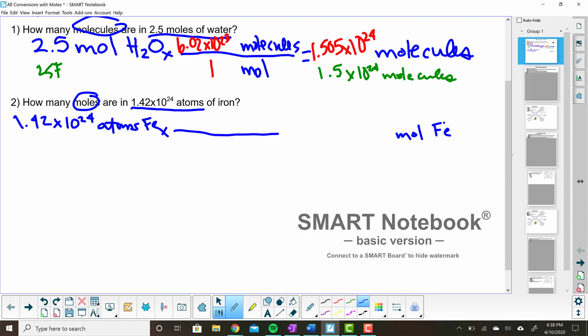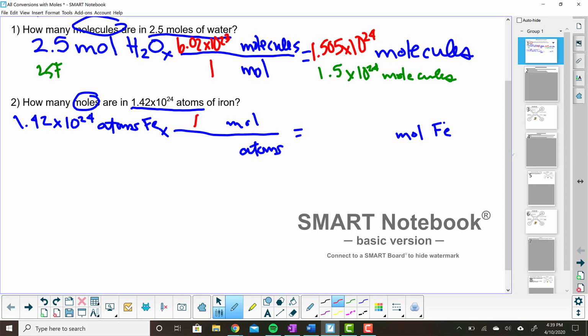The unit that goes on the bottom is the unit that we want to cancel out of, which in this case is atoms. And the unit that we're going to goes on the top, which in this case is moles. Now, our conversion factor is the same conversion factor that we used in the last problem. However, we now have moles on the top and atoms on the bottom, which is the opposite of what we had before. We need to make sure that we keep this conversion factor the same.